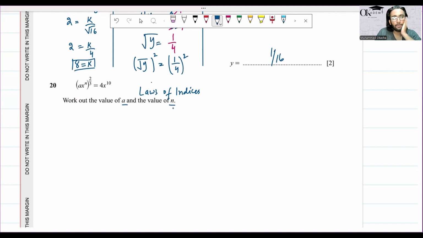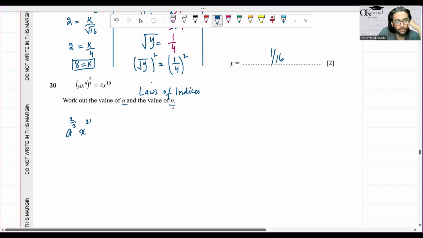Okay, so if I were to distribute this power inside to a and to x, it's going to look like this: a to the power 2 divided by 3 and a to the power 2 divided by 3, x to the power 2n divided by 3 equals 4x to the power of 10.